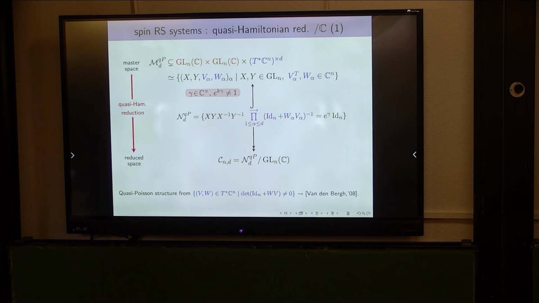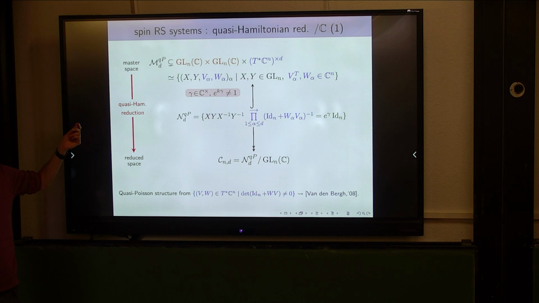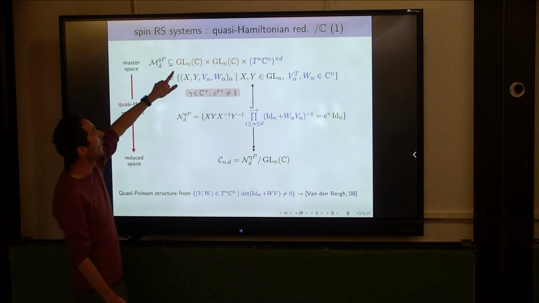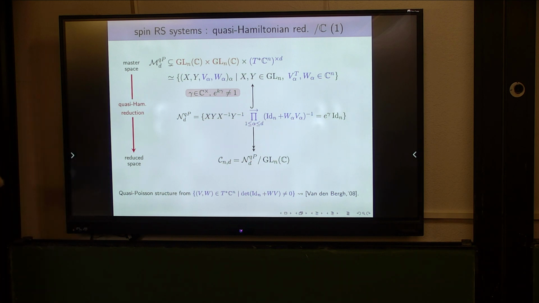So again, first we start by something which is like what we had previously. Previously we had the cotangent space to UN or GLN, which is replaced now by this orange bit, the quasi-Poisson double of GLN. And then previously what we were doing is adding a bunch of vectors. And these vectors, I wrote them Cn in the real case, which was like T star Rn.